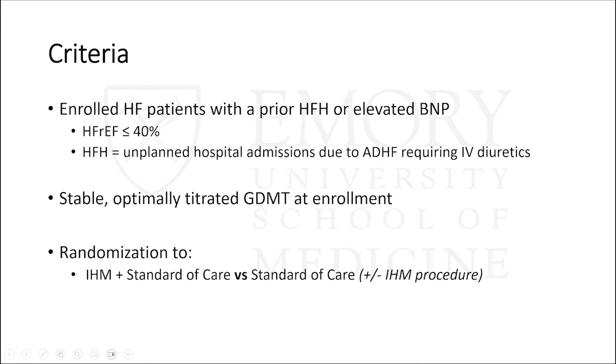But for each of these trials, the criteria, of course, just some definitions here. Systolic heart failure was defined as ejection fraction less than or equal to 40%. And then heart failure hospitalizations were unplanned hospital admissions due to volume overload requiring IV diuretics. It wasn't going to the urgent care, it was actual hospital admission.